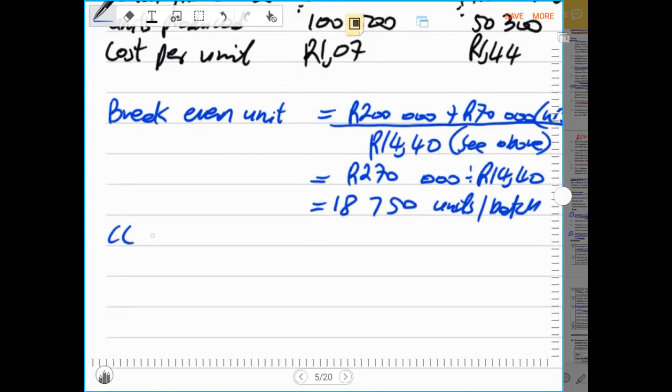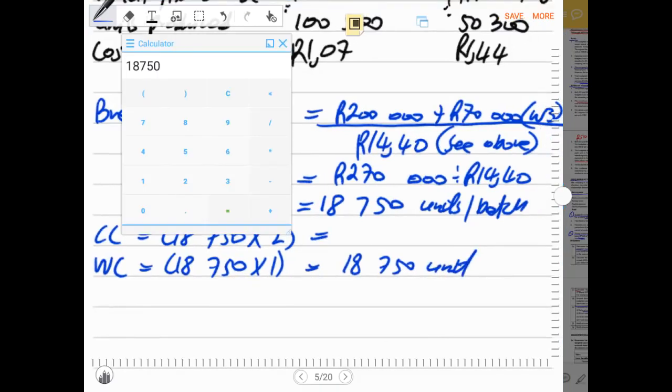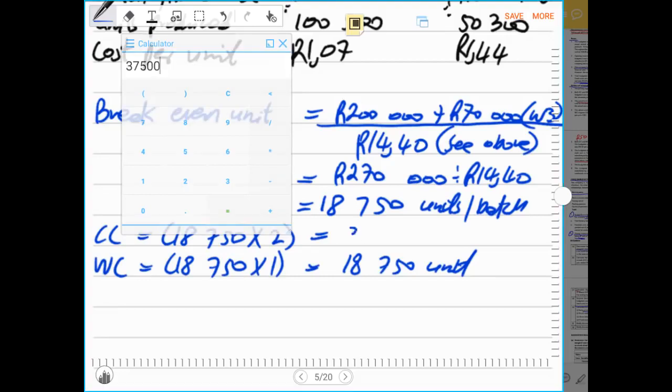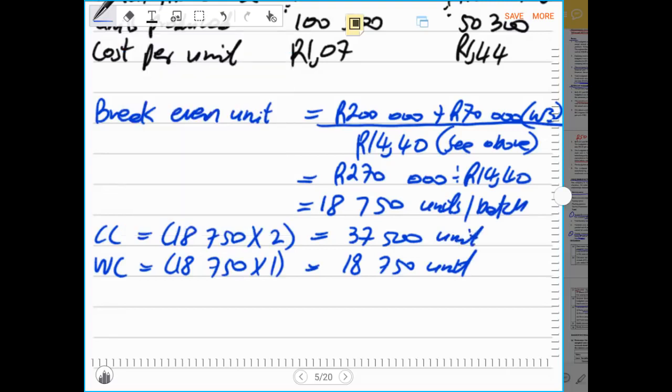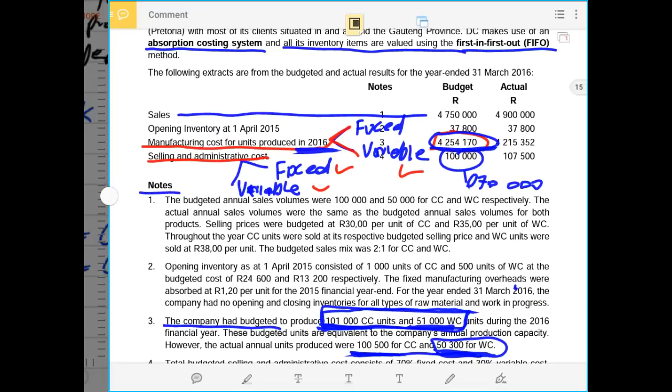So now I need it per unit. So for product CC, it will be 18,750, and I have to multiply this by the 2, which is the production mix, and for WC, it will be 18,750. I multiply this by 1, which will give me 18,750 units. And for the first one, multiplying by 2, it will be 37,500 units. That will be at the break-even point. Remember, the 2 and the 1 is the production mix that was given to us.